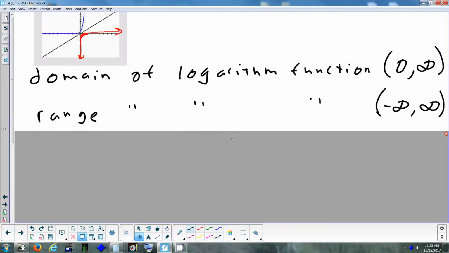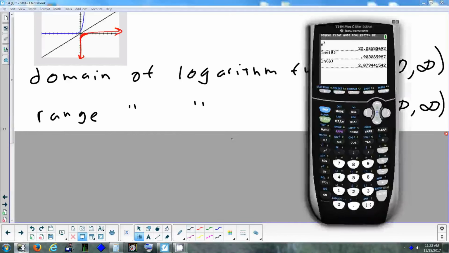Okay, follow it to the left. It's like it hits a wall at the y-axis, and it just goes down. And that's because you cannot take the log of a negative number. If you try, this is what happens. It says it's a non-real answer. So if it's not real, what kind of answer would it be? It would be imaginary. Okay, so we're not dealing with imaginaries.